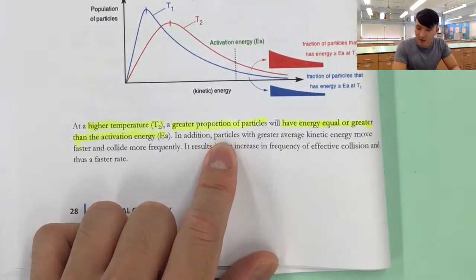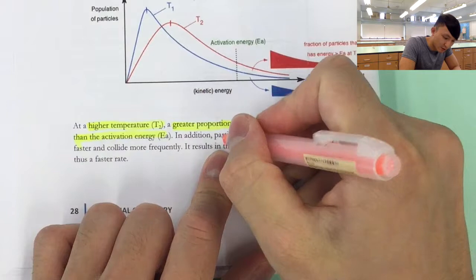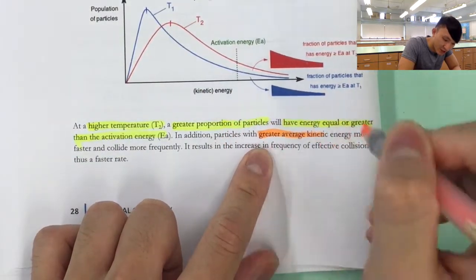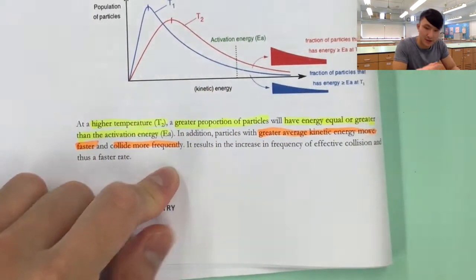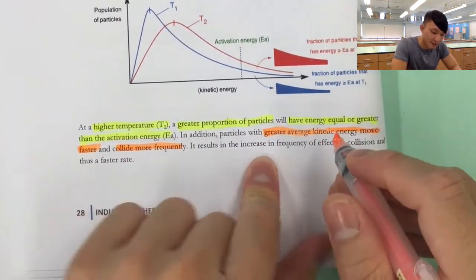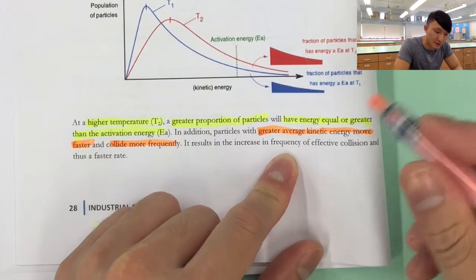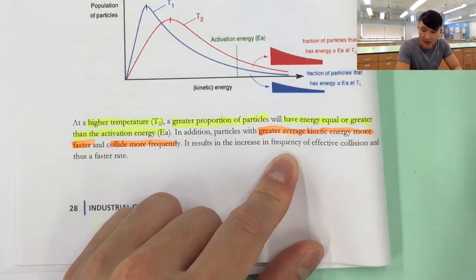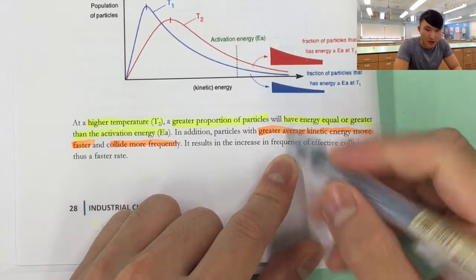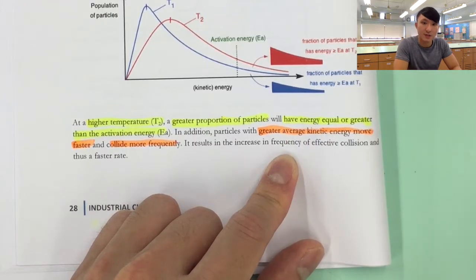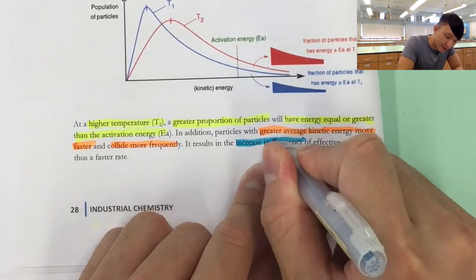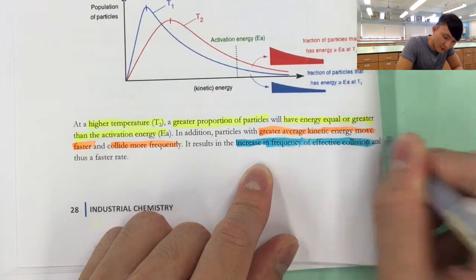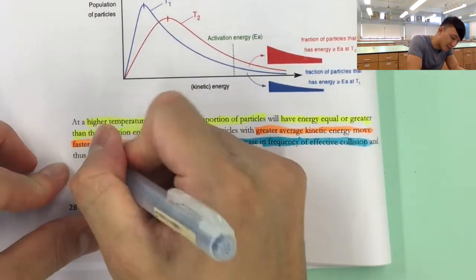And down here, this is talking about the collision theory. In addition, particles having greater kinetic energy will move faster and collide more frequently. So this one is the collision theory. So it results in an increase in frequency of effective collisions. So you notice that we now have two tools, two concepts, to explain how temperature affects the rate. But at the end of the day, it will increase the frequency of effective collisions, and therefore a faster rate.